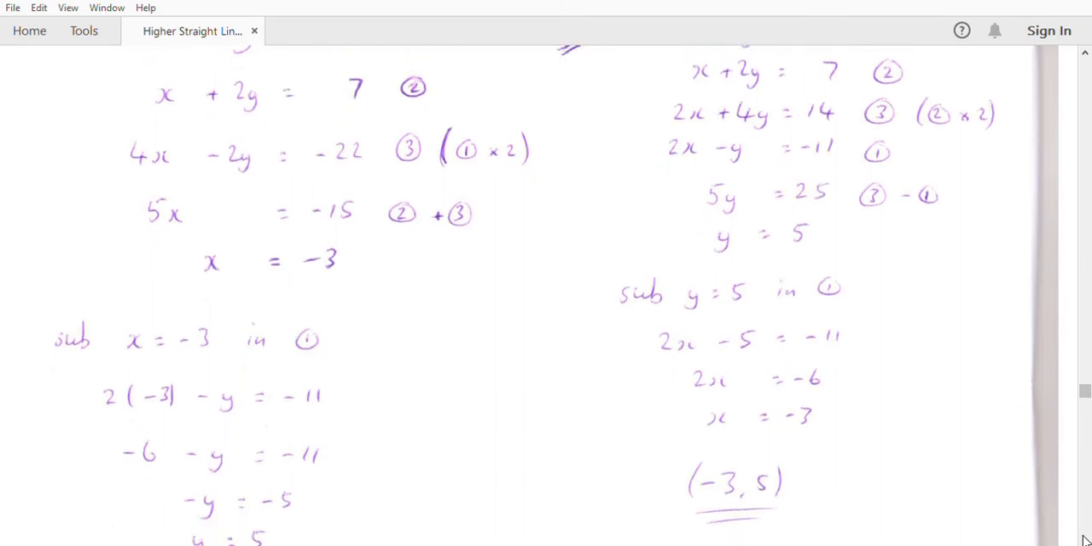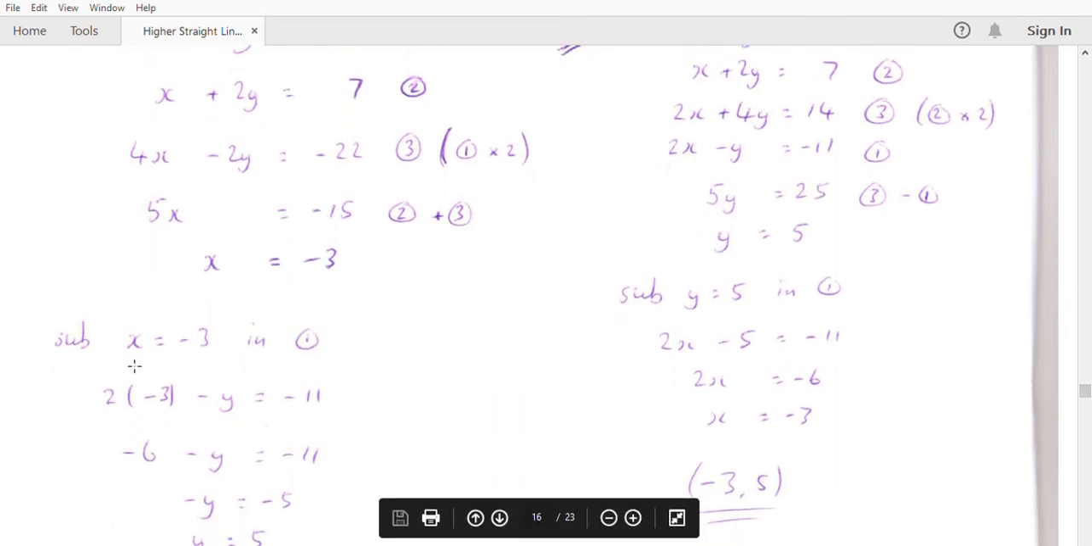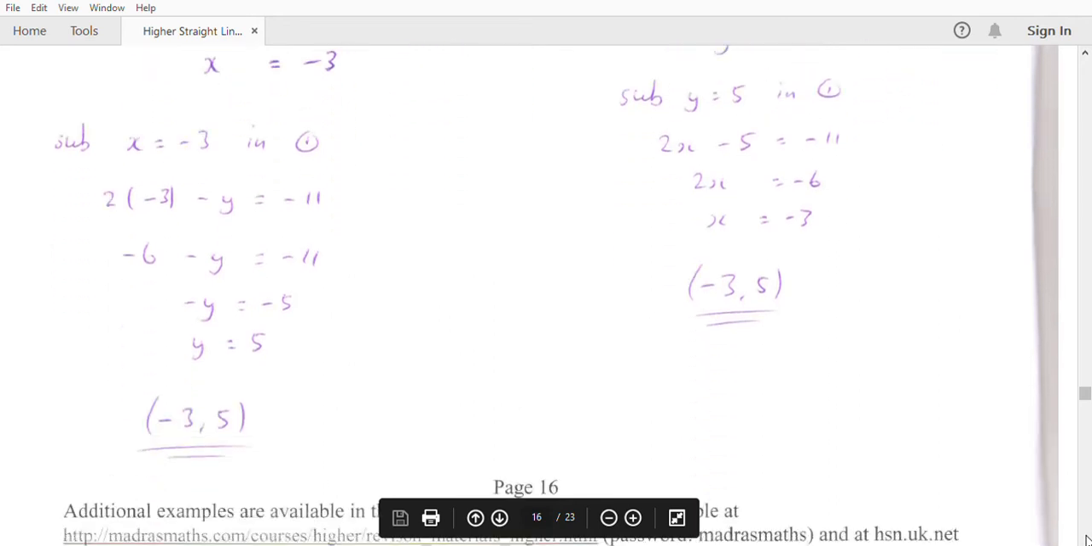So substitute that back into equation 1. So 2 lots of negative 3 subtract y equals negative 11. Negative 6 minus y equals negative 11. Add 6 to both sides and we get y equals 5. Of course we need to write the actual coordinate for the point of intersection, so that point would be negative 3, 5.